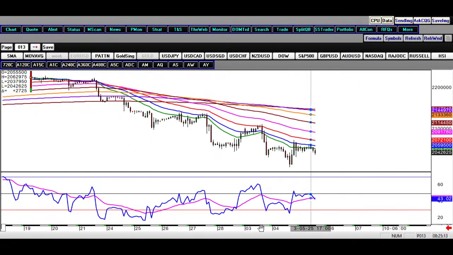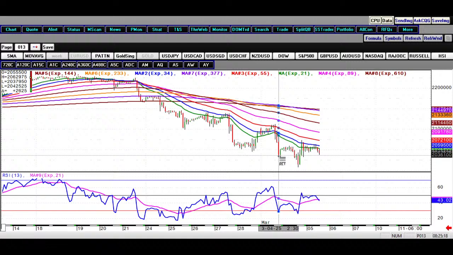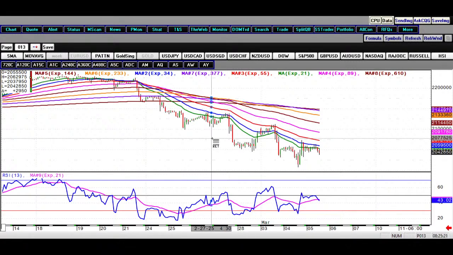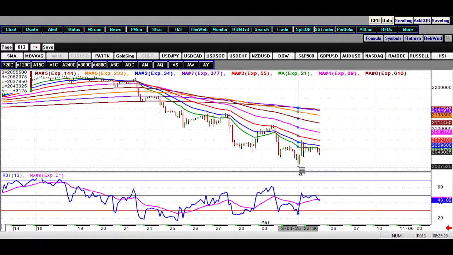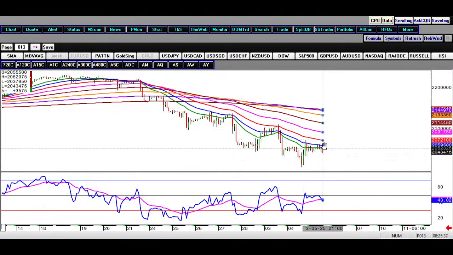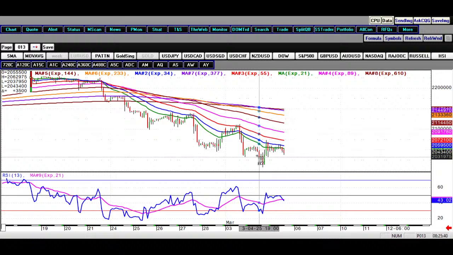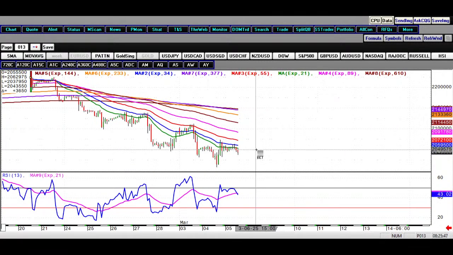The pattern we are seeing here, we call it a 3 drives to the bottom. When we say 3 drives, if we count from here, then most likely this should be the low. But if you count from here, then most likely we should get one more drop before we see this market turning up.